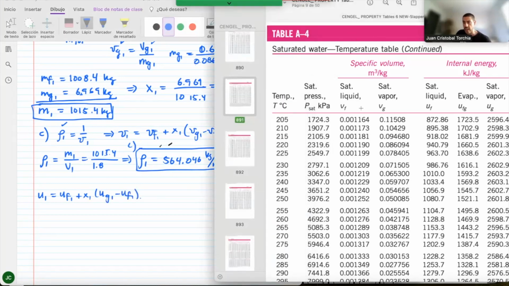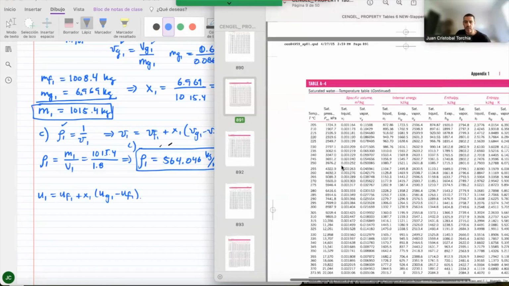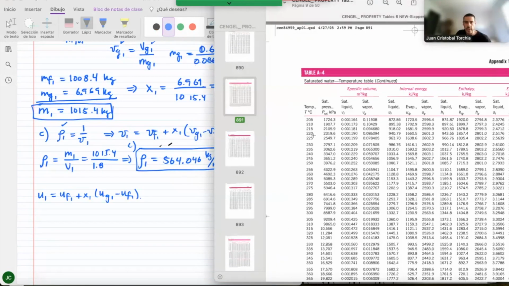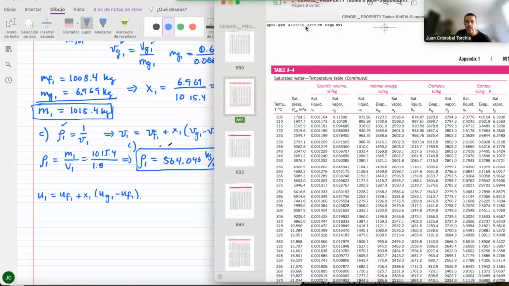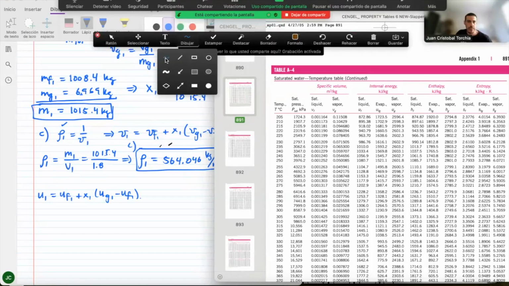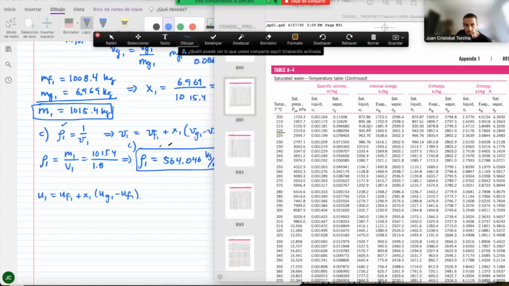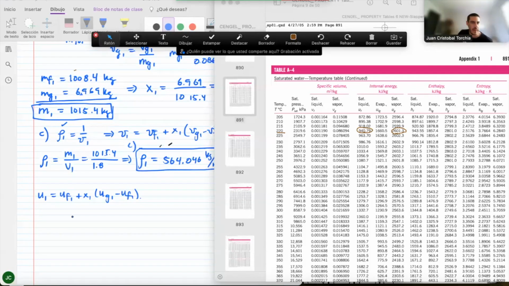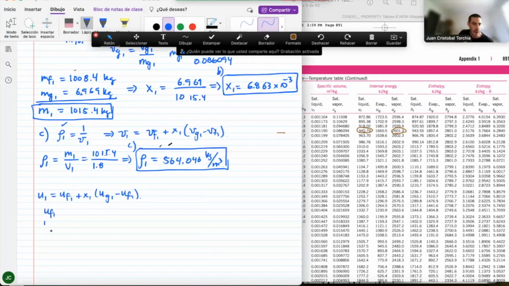Okay, so using the table, you can go and see where we were. So 220, yeah, it's 220. This is the value for your uf1, and this one is your value for ug1. You need to tell me when you're doing this type of problem, you need to explain a little bit that uf1 and ug1 are calculated at T equal to 220 degrees Celsius. Otherwise, I need to know what's going on.